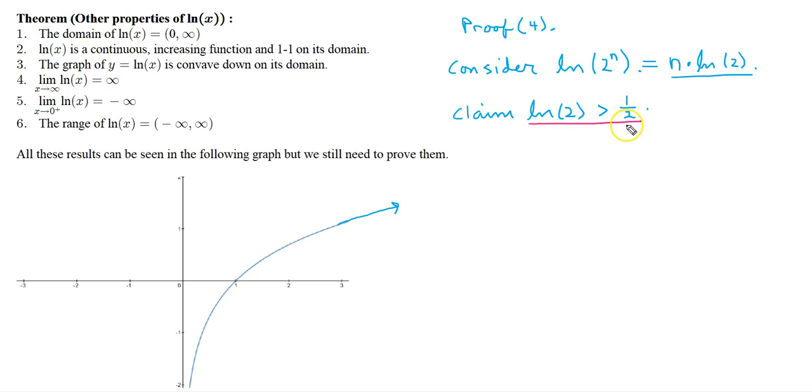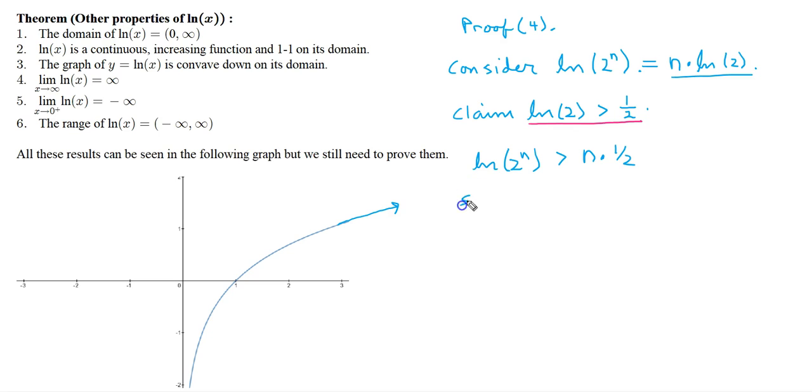So now, because of this result, what we have is that, you see, we just replaced the natural log of 2 here with 1/2. So we know that since this quantity is equal to n times the natural log of 2, and the natural log of 2 is bigger than 1/2, we know that the natural log of 2 to the nth power is bigger than n over 2.